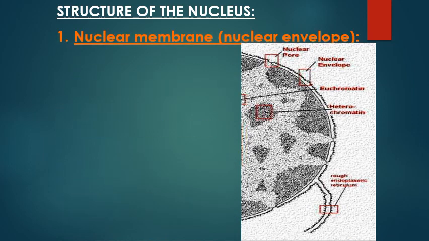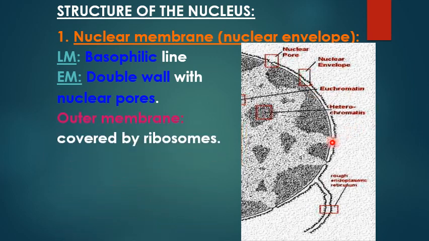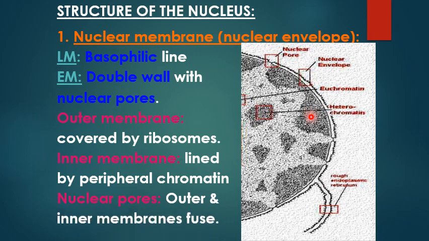The nuclear membrane or the nuclear envelope is formed of two layers, outer and inner. The outer layer contains ribosomes or rough endoplasmic reticulum continuous with it, and the inner layer contains the peripheral chromatin on the inner aspect. It appears as a basophilic line. By EM it is double walled, connected together at the nuclear pore. The outer membrane is covered with ribosomes or rough endoplasmic reticulum, and the inner is lined with peripheral chromatin. Nuclear pore is where the outer and the inner membrane fuse together.